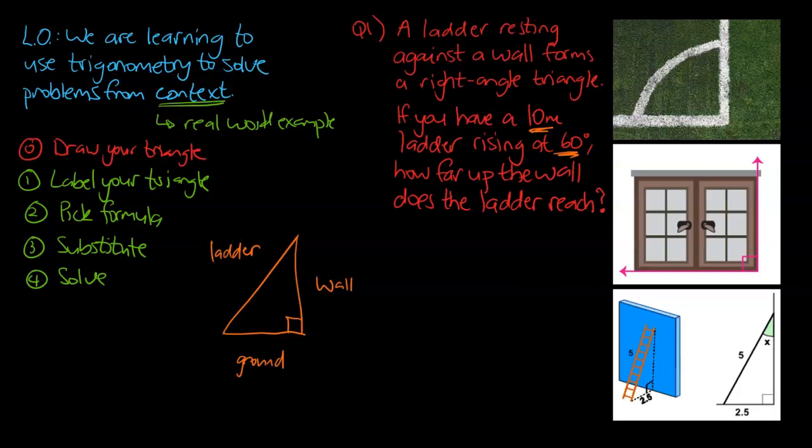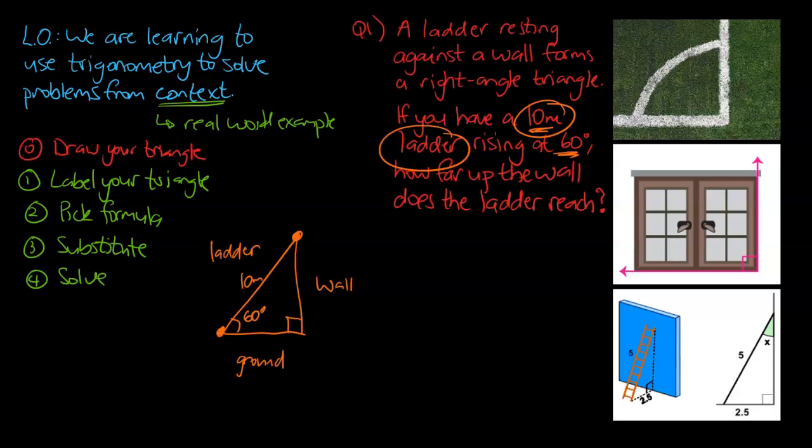Once I've done that, I've now got to start adding in my numbers, and figure out what I'm trying to calculate. So if you have a 10-meter ladder, that one's fairly straightforward. That ladder is 10 meters long, and it's stretched from the ground all the way up to the wall there. It's rising at 60 degrees. Rising normally means the increasing one, so that's probably going to be this angle down the bottom. So that there is 60 degrees.